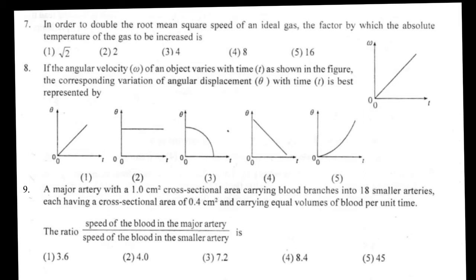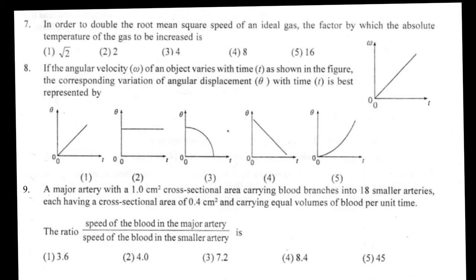For the root mean square speed to be doubled, the absolute temperature must be 4 times the given temperature. So the answer is 3. Question number 8.